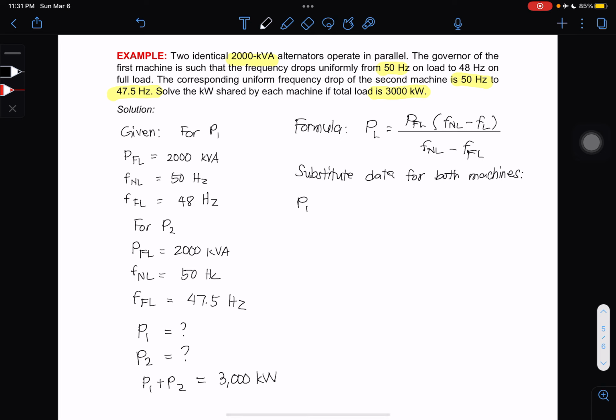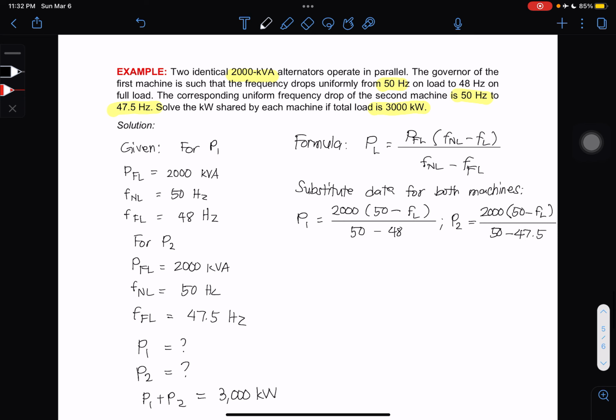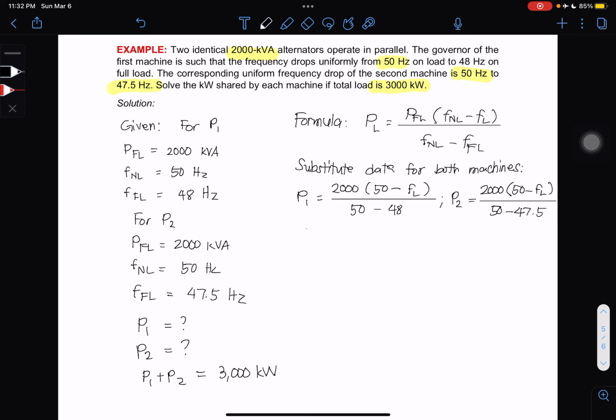So we have here for our P1, P1 is 2,000 times 50 Hz minus atong unknown, wala tayo given ana, divided by FNL 50 minus frequency sa full load 48. And for P2, 2,000 same ra, 50 minus ang unknown FL divided by 50 minus ang frequency sa iyang full load, lahi, which is 47.5. So take note that P1 plus P2 is equal to 3,000 kilowatts.